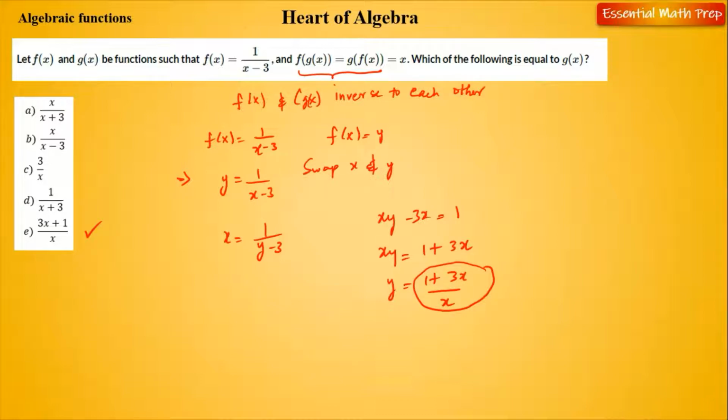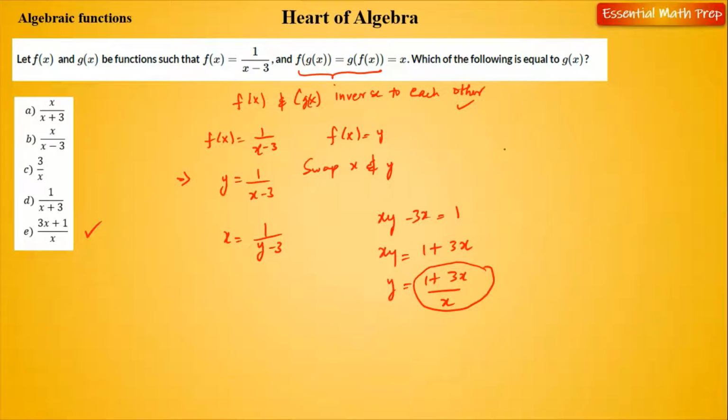So just like the previous problem, first you have to recognize when you have f of g of x equals g of f of x, that means f of x and g of x are inverse to each other. And then you can make these substitutions and do all of these.